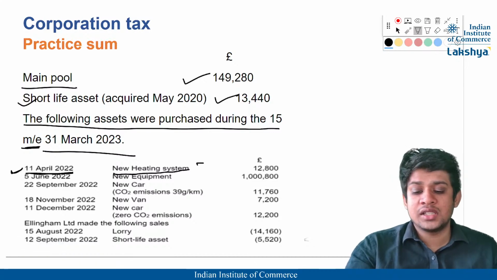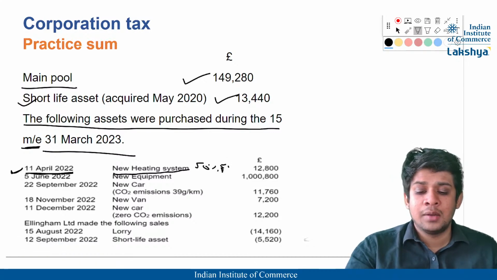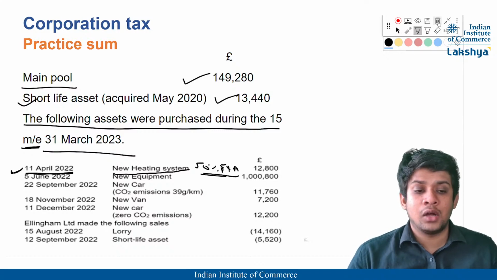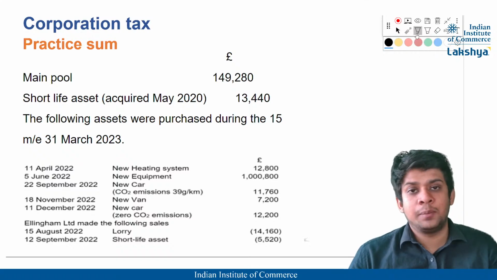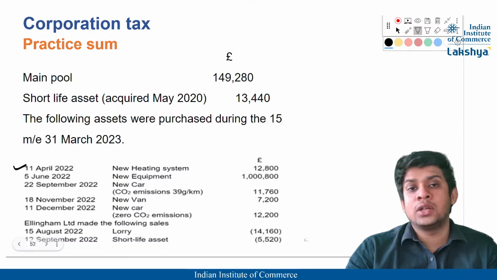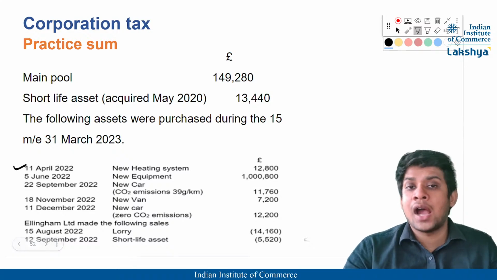On 11th April, that means during the first 12-month period, they purchased a new heating system. On this, they could get 50% FYA, but first it is preferable to deduct the annual investment allowance from your special rate pool assets, because there you get only 6% WDA, whereas on your main pool assets you get a higher WDA.